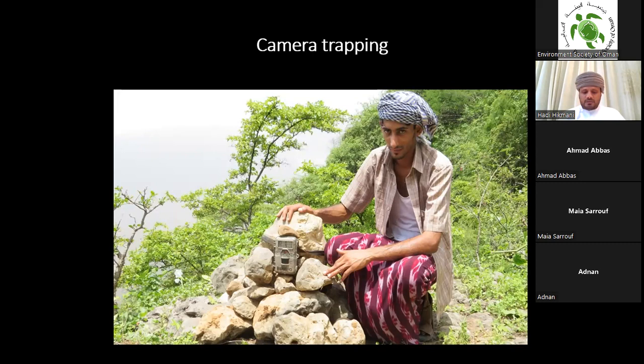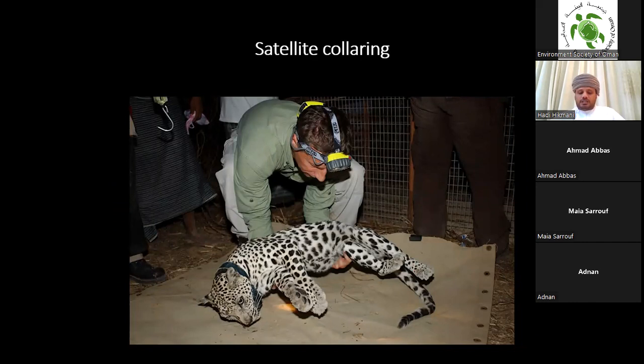We also used satellite collars to study the movement and home range of the Arabian leopard in the Dhofar Mountains. There is a picture of Dr. Andrew Spalton holding one of the collared leopards, in Jabal Qamar, this one, in 2002.